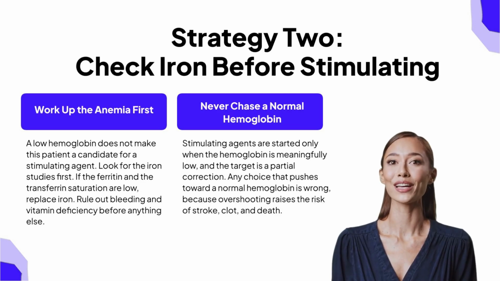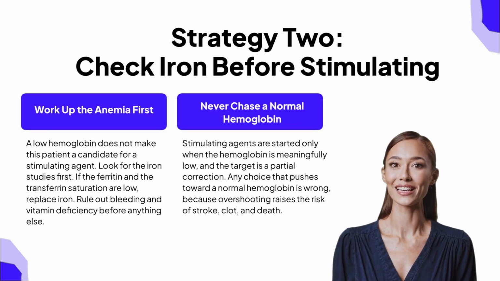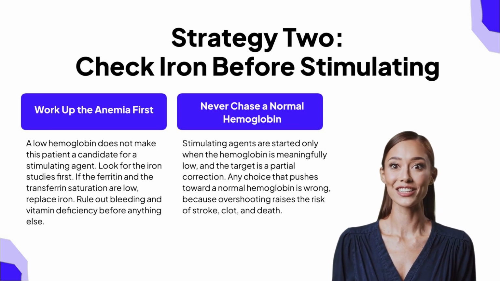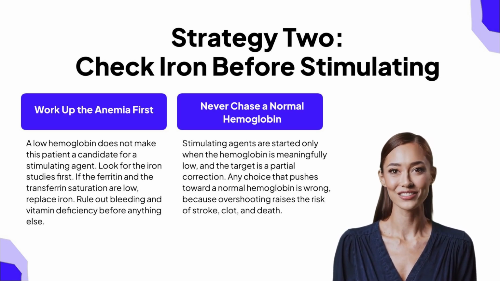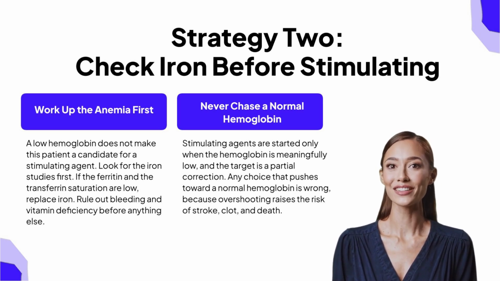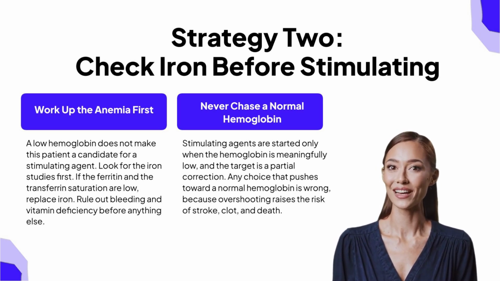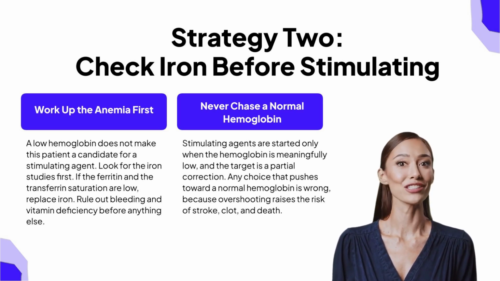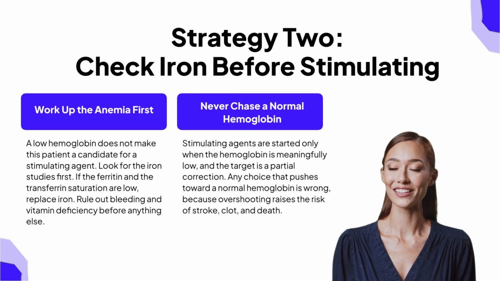Strategy 2 is anemia of CKD, with 2 ideas the test returns to. First, a low hemoglobin in CKD does not automatically mean an erythropoiesis-stimulating agent. The stem dangles that agent as the sophisticated choice, but look for the iron studies first. If ferritin and transferrin saturation are low, the answer is to replace iron, not stimulate a marrow with no raw material. Also, rule out bleeding and vitamin deficiency. The order is what's tested.